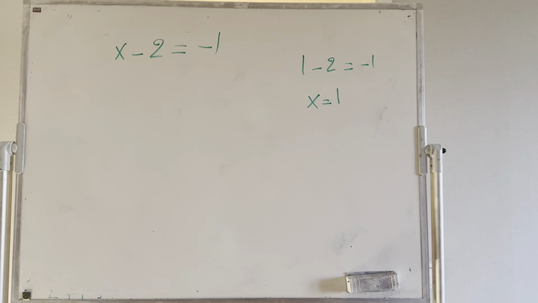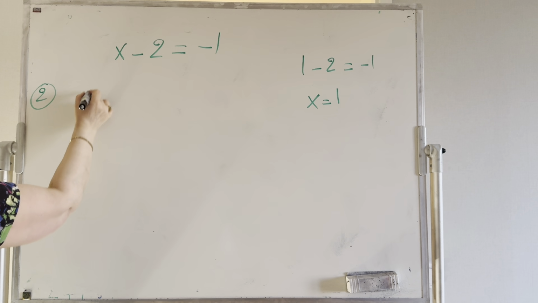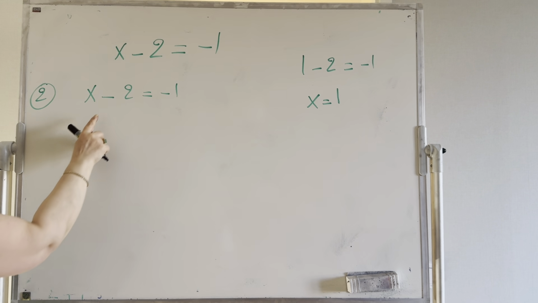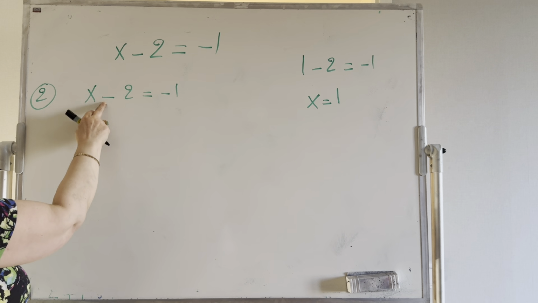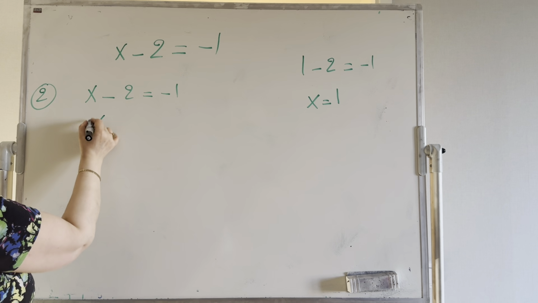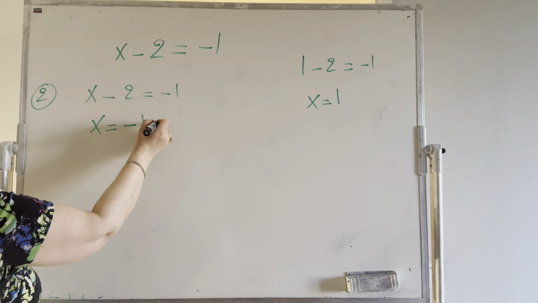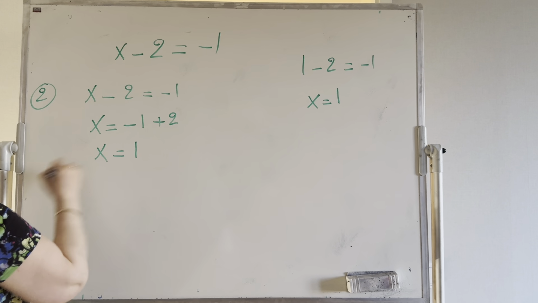If I use inverse operation, method number 2, x minus 2 equal minus 1, and I will change the place of minus 2 to another side and change the sign. The minus will be plus, x equal minus 1 plus 2, x equal plus 1.